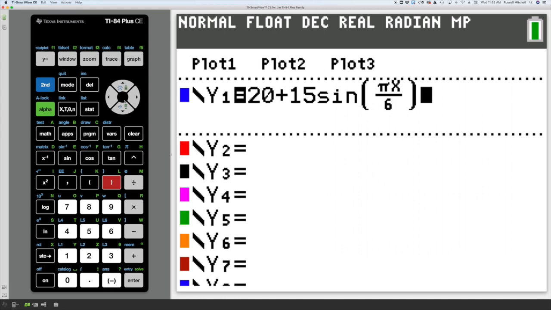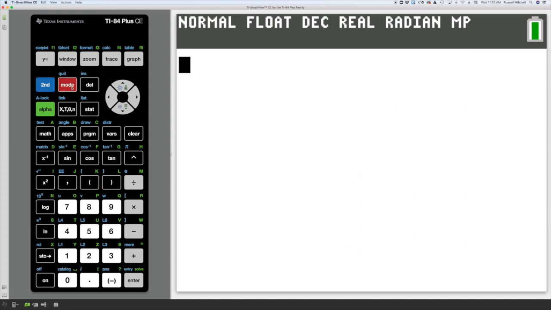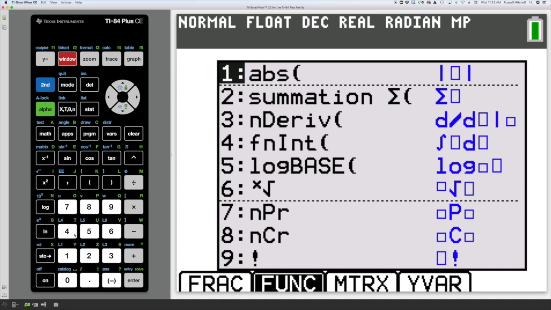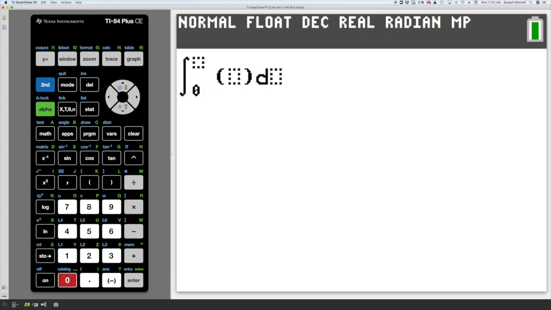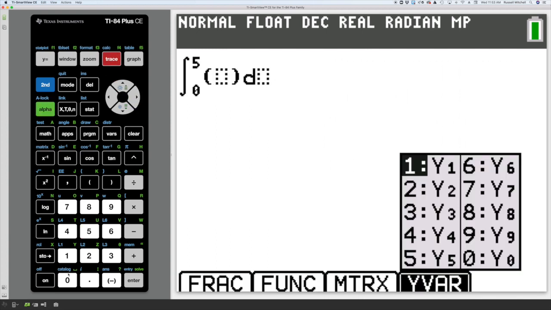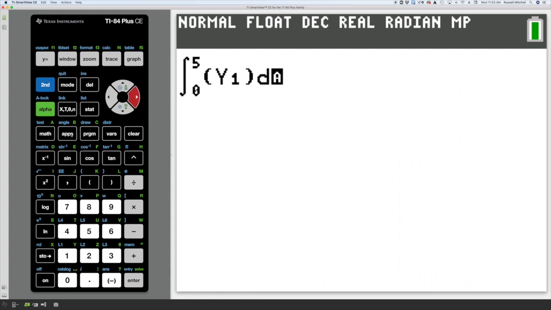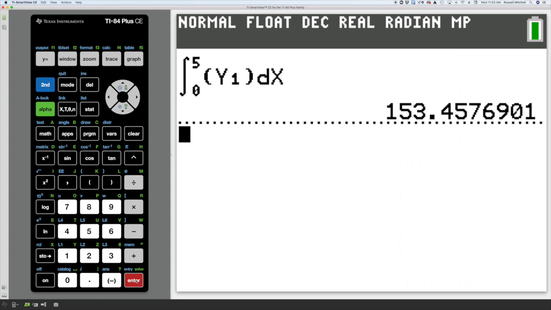I'm going to quit this and go to the home screen. Then we want to integrate, so number 4, and we want to integrate from 0 to 5 of y1 with respect to x. This is going to give us 153.458. They said give your answer to the nearest whole number, so this would be 153 fish. That's how many fish have entered the lake between midnight and 5 a.m.